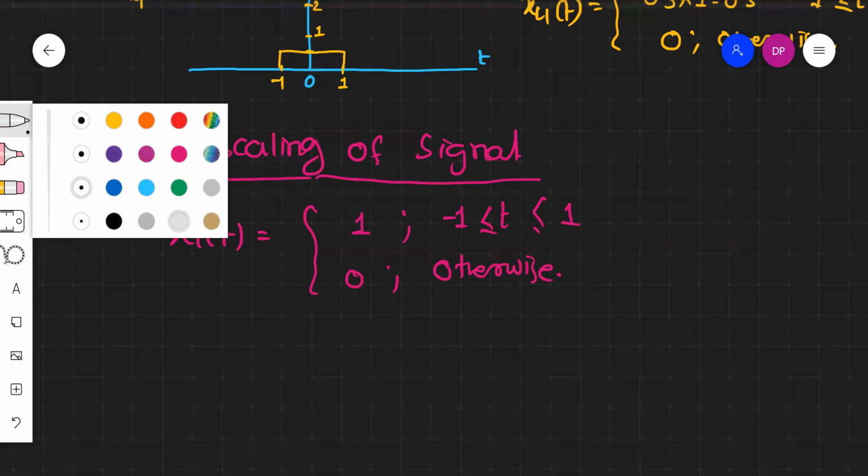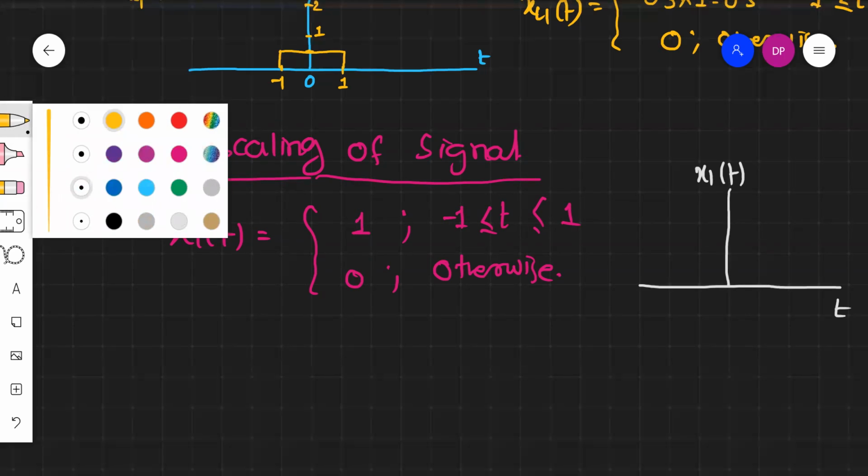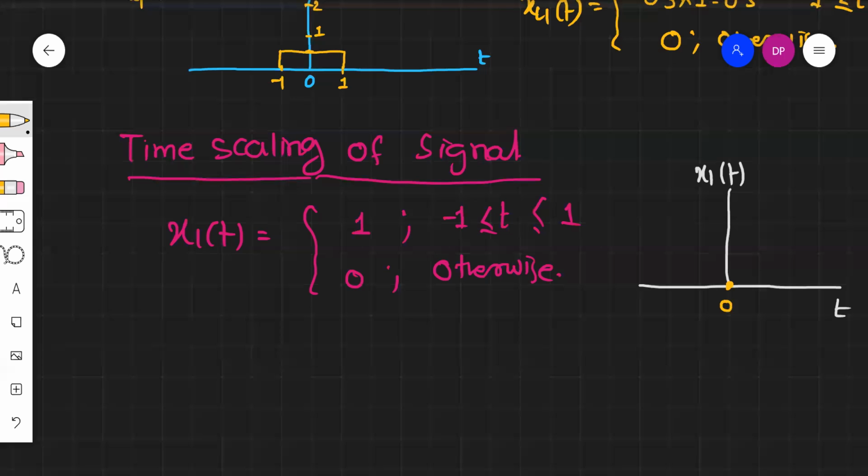If I plot it over here, this is the time axis, this is the y-axis, x1 of t, and we take this as the 0th index. If I take this as -1 and this point as +1, in between -1 to +1, the amplitude is 1.